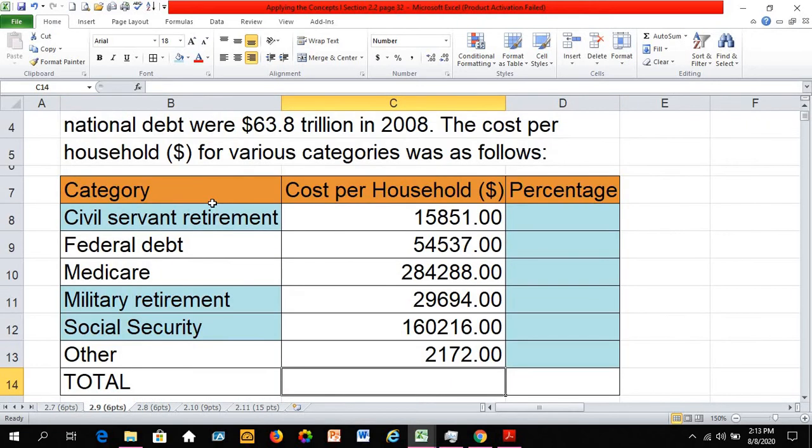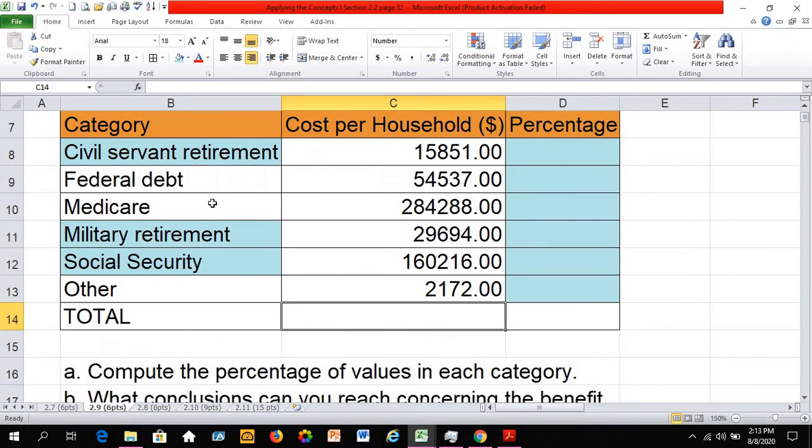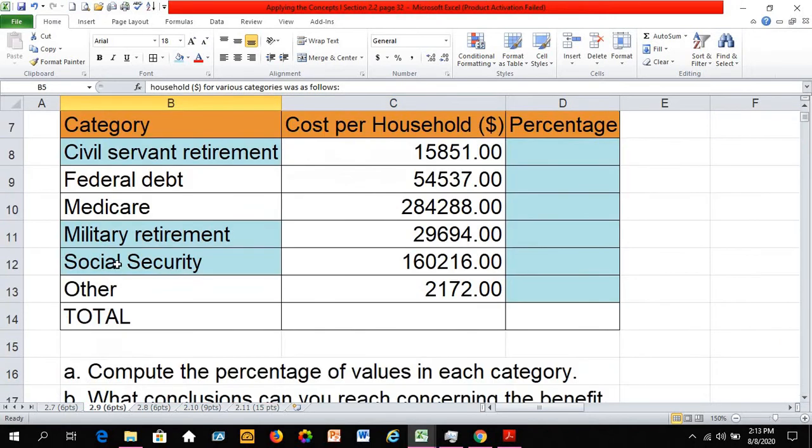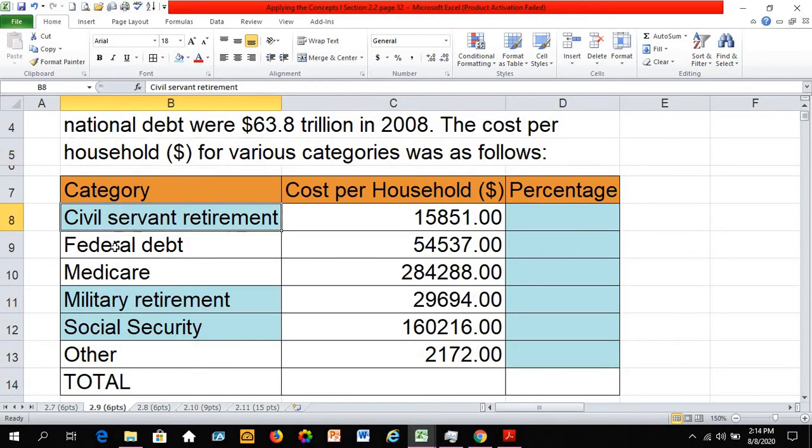Okay, item number 2. Let's look at the problem. Federal obligations for benefit programs and the national debt were $63.8 trillion in 2008. We are talking about the federal obligations of the United States of America. The cost per household for various categories was as follows. I have here six categories.